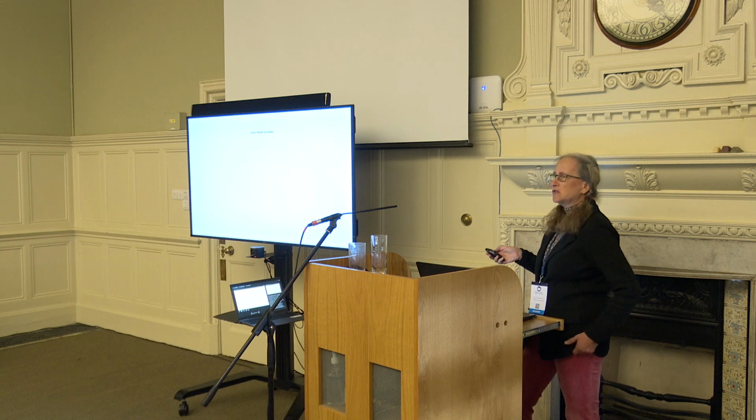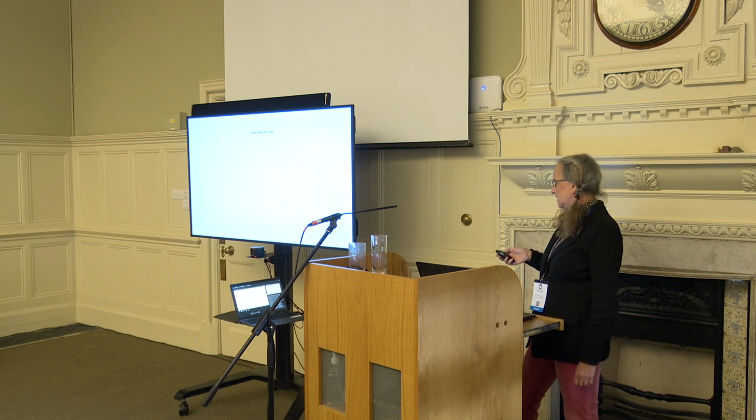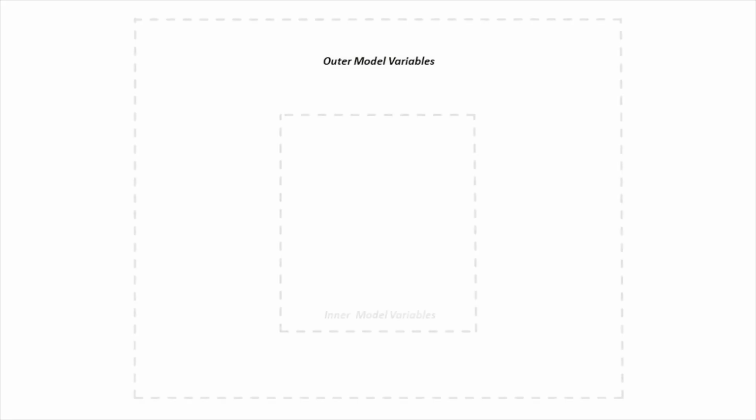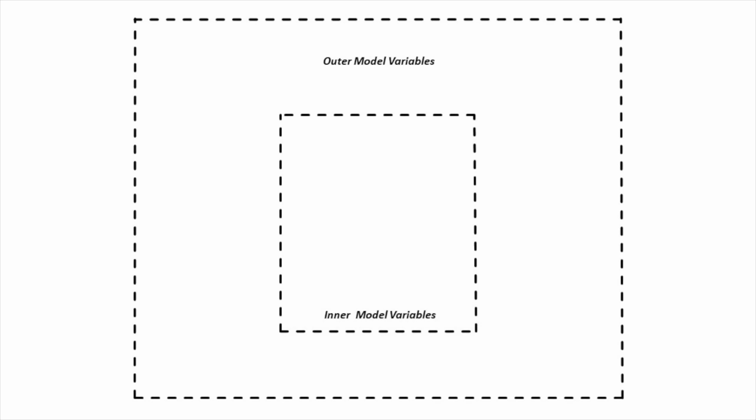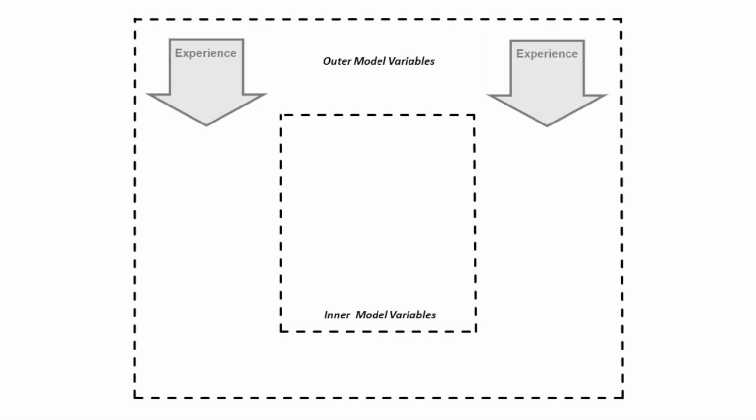So the model consists of 2 components, an outer model and an inner model. And in the outer model, experience is the first variable, and we operationalize that using exposure to a species, so how often someone has seen a species or signs of it in the last year, and then the types of meaningful experiences they've had with the species, which can be either positive or negative.